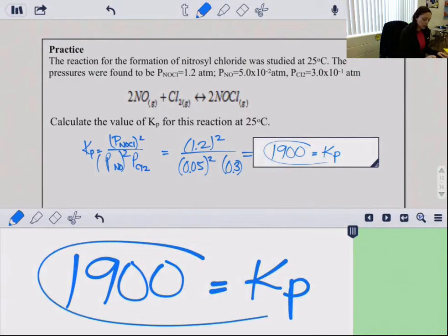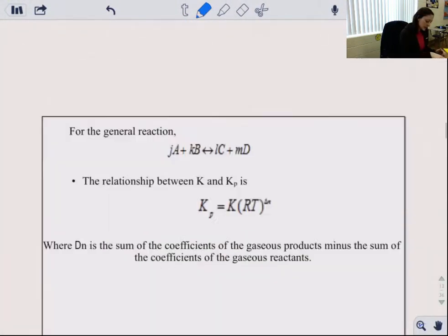That is a really, really large equilibrium constant, which means I have lots and lots of products, which basically means what we call it lies to the right. We have lots and lots of products. It lies to the right side, or my product side. All right, so let's look at the next thing here.